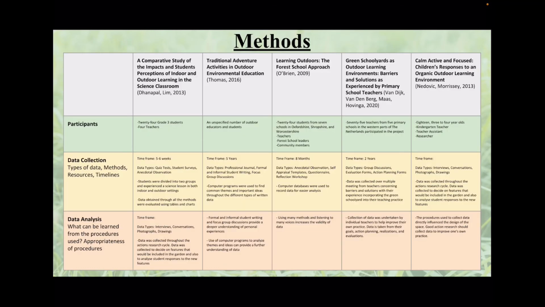The process and methods vary from one action research project to another. To me, the most valuable data directly improve a teacher's practice. The best examples of this from the articles I reviewed are found in Green Schoolyards as Outdoor Learning Environments, Barriers and Solutions as Experienced by Primary School Teachers, and also in Calm, Active, and Focused, Children's Responses to an Organic Outdoor Learning Environment.